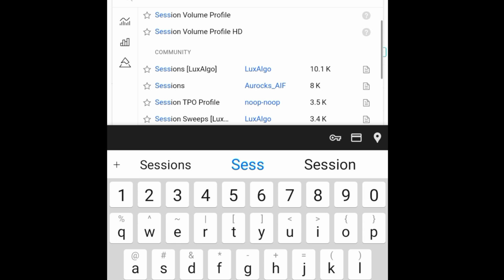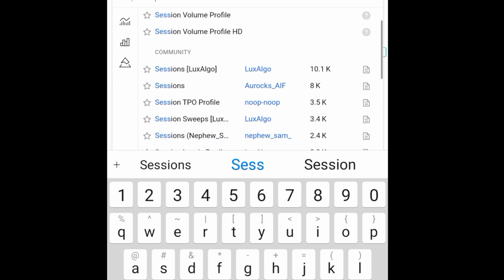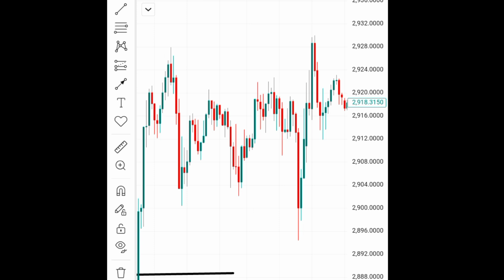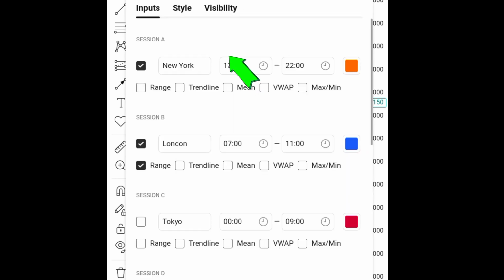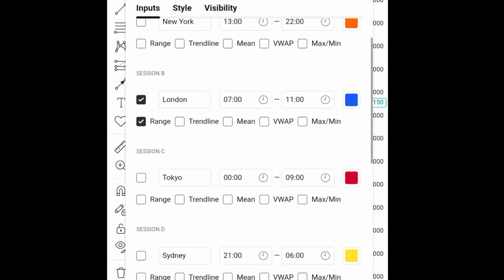The sessions indicator is already on my chart. That's why I'm not clicking on it. Then you go back to your chart. So right now I'm to enable my sessions indicator. So for you to enable this sessions indicator, you have to go to settings. In the settings, if you are in Nigeria, note we are using London, from London to New York.